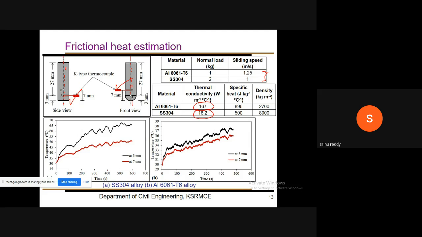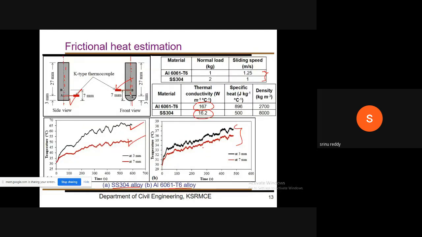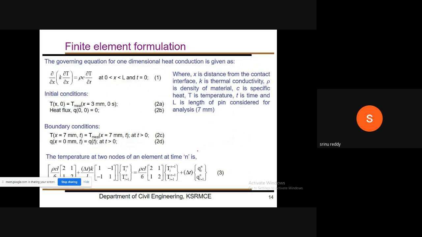Here you can see the first figure, the measured temperatures at 7 mm and 3 mm. The red line is 7 mm and the black line is 3 mm for SS304, and the other is for AL6061, showing the measured temperatures at the respective 3 mm and 7 mm positions. These are the input values. In the algorithm I have given, these two temperatures are used as input values, and later I used the finite element method.